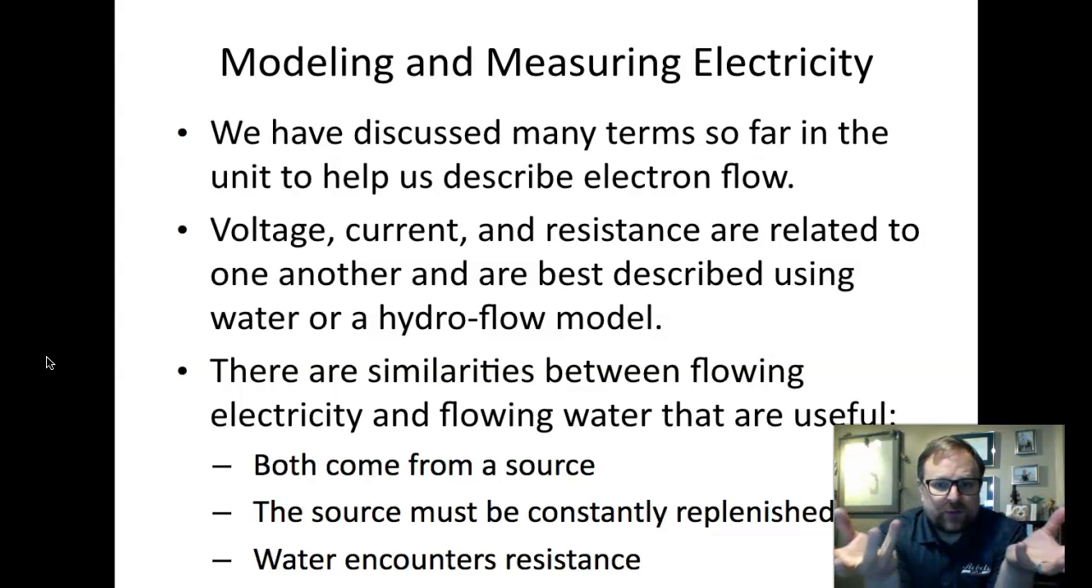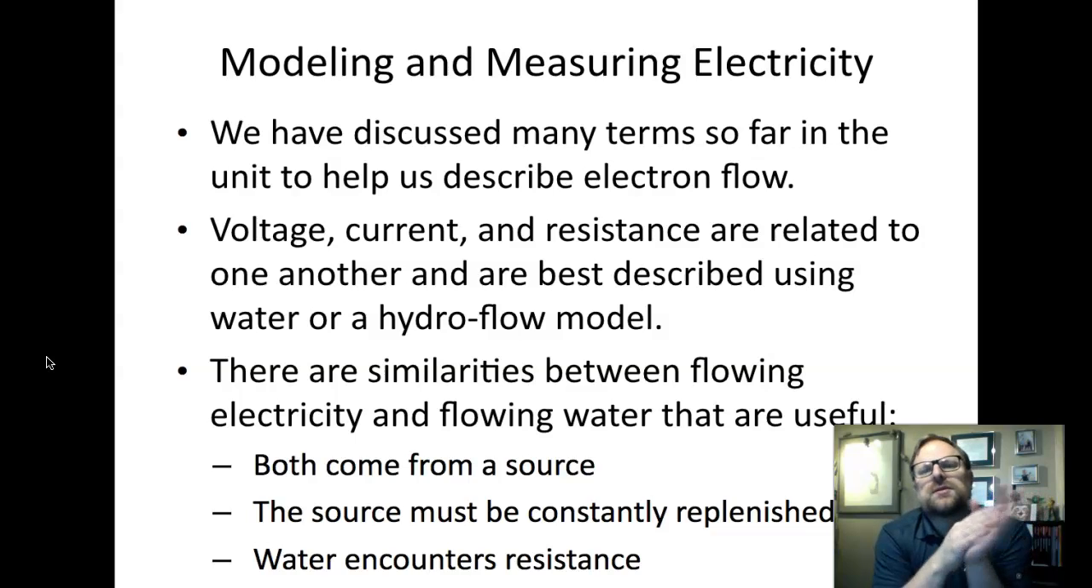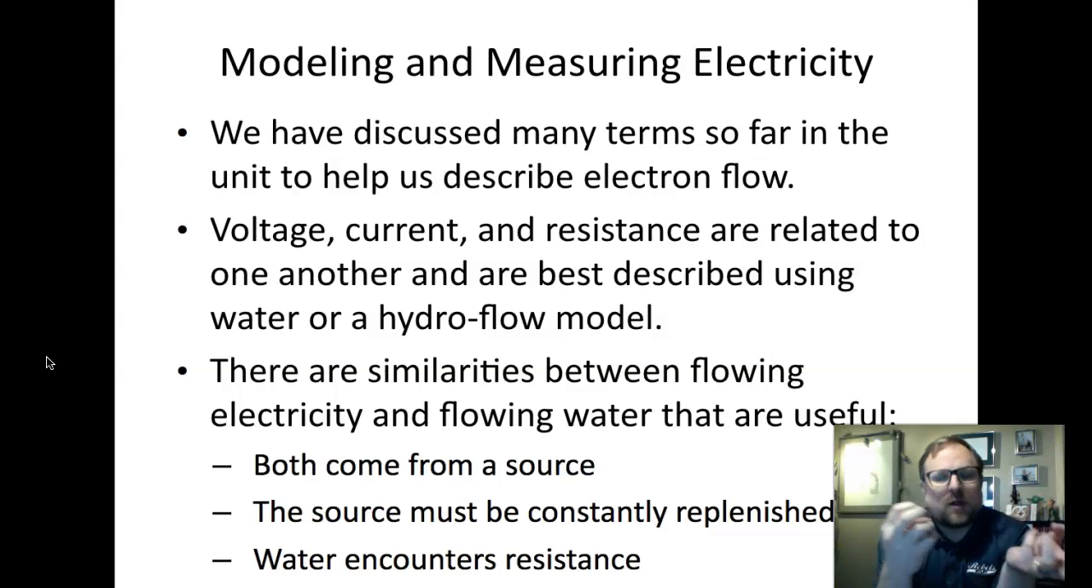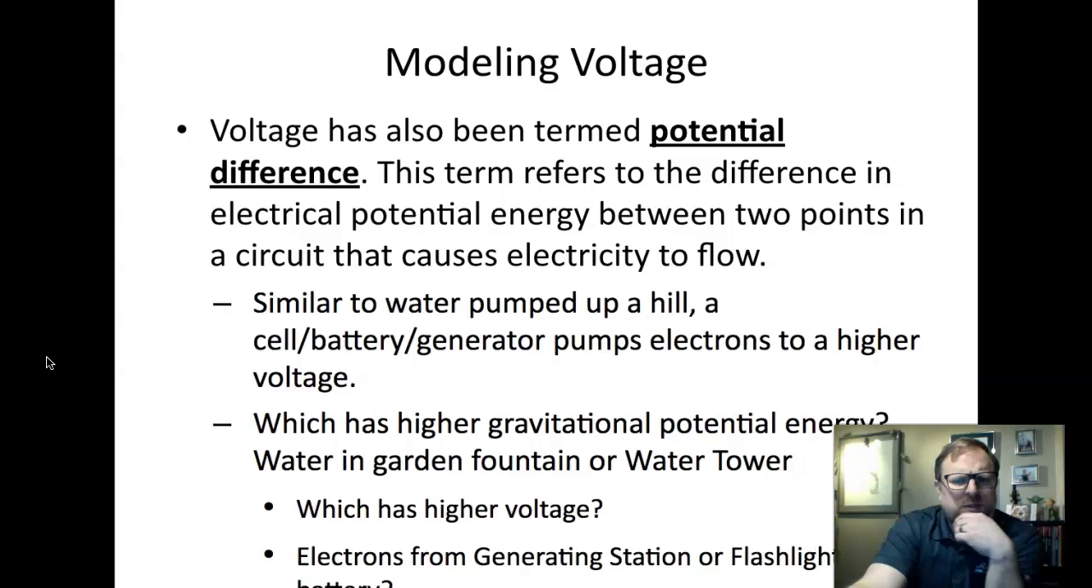The source must be constantly replenished. For water to flow, that glacier needs to be replenished. If it doesn't get replenished, the water stops flowing. For a circuit powered by a battery, that battery needs to have enough charge left in it for those electrons to flow around the circuit. And we know that both things encounter resistance, right? A river that has very few rocks in it will encounter less resistance than a river with lots of rocks in it. A circuit with very few resistors encounters less resistance. The electricity encounters less resistance than if it has lots of resistors in it. Hope that kind of makes sense to you.